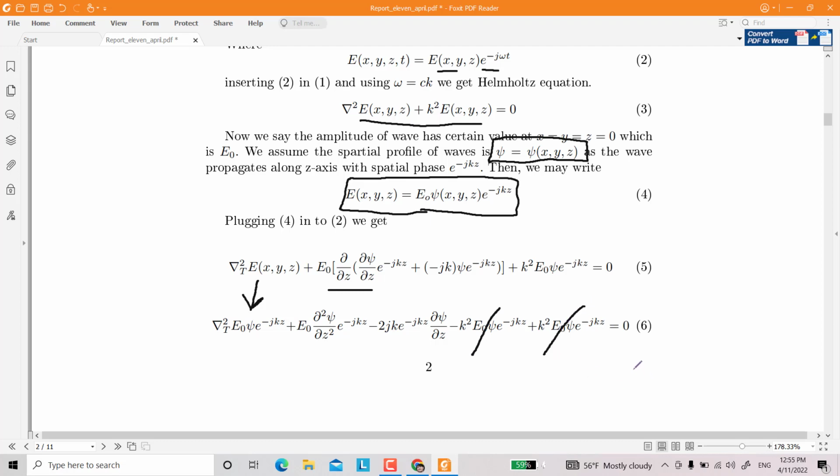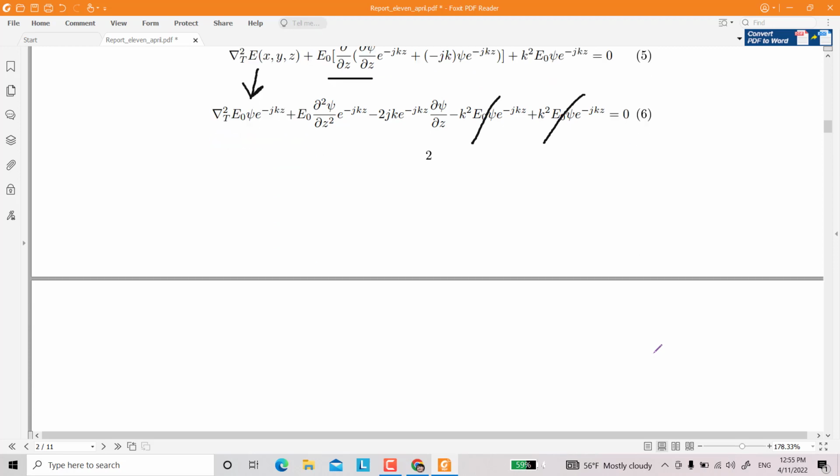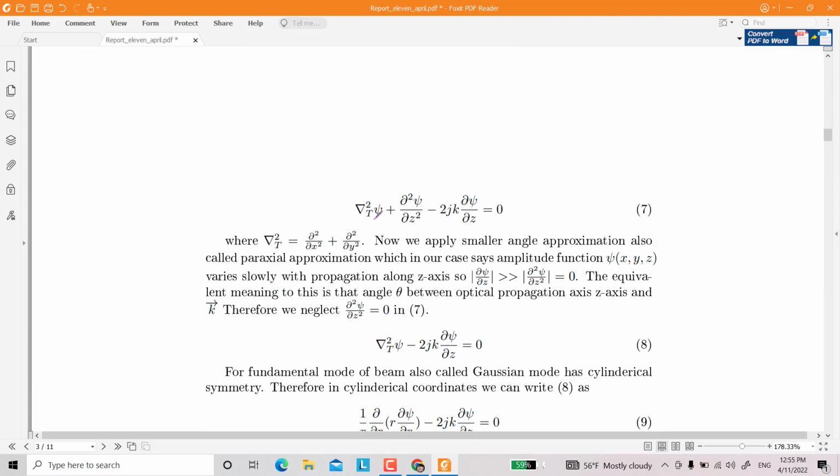So we can cancel these two terms from here. If we further simplify, we come up with this equation: del t squared psi plus partial squared psi by partial z squared minus 2jk partial psi by partial z equals 0. Right? So this is the new form of the Helmholtz equation after assuming the special profile of the electric field E of x, y, z equal to the product of psi and the longitudinal phase due to the spatial propagation of the wave, e to the power minus jkz.